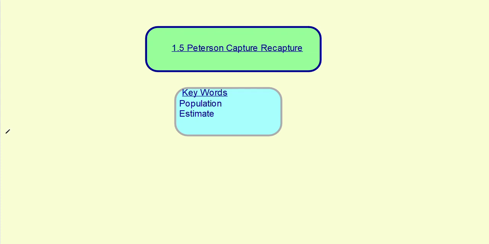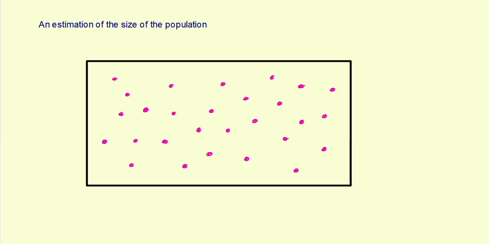Peterson capture-recapture is a type of sampling that we can use to estimate the size of a population when you can't just count it. So if you had a woodland, say the black box represents a woodland and the purple circles within it represent birds in a woodland, a specific type of bird, let's say a blue tit. Now, we want to carry out an investigation to estimate the number of blue tits in this woodland.